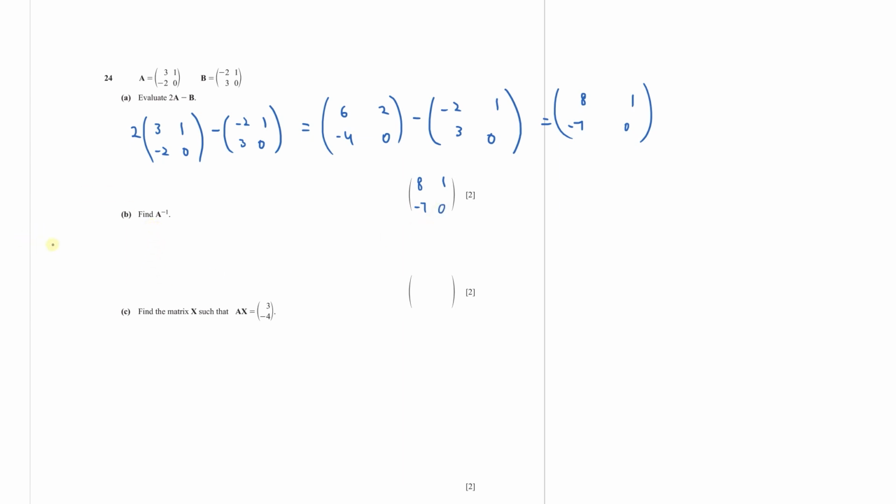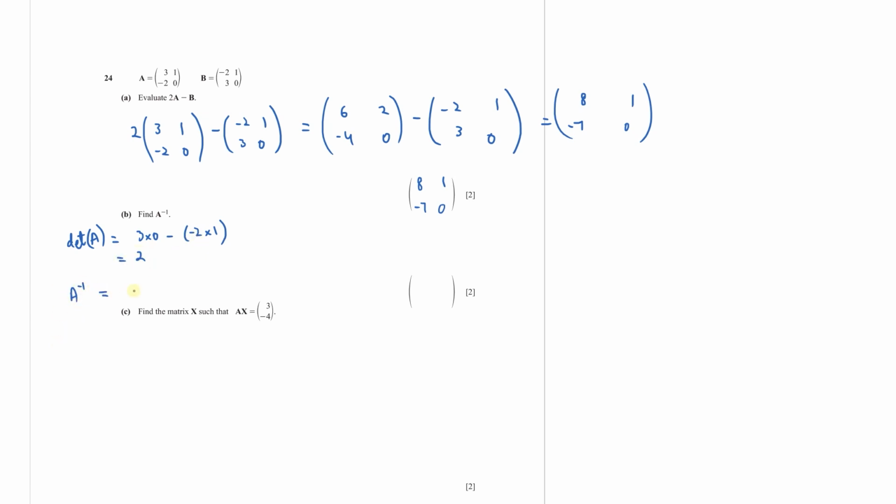Find A inverse. So for A inverse, you first need the determinant of A, which will be 3 times 0 minus minus 2 times 1. So 3 times 0 minus minus 2 times 1. So this will be 0. This minus and this minus will become positive. So the determinant is 2.